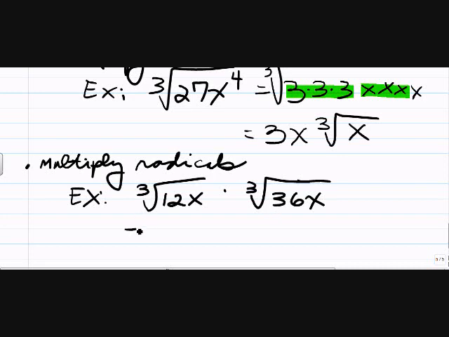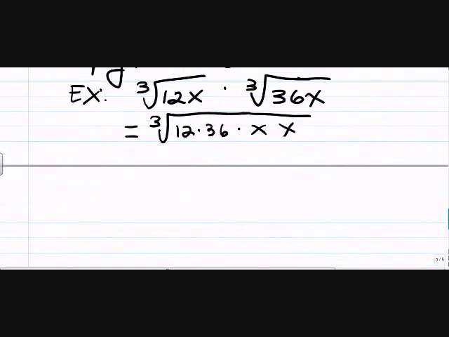So this is the cube root of 12 times 36 times x times x. Oh, that's got to simplify a little bit, doesn't it? 12 is 2 times 6. 6 is 2 times 3. 36 is 2 times 18. 18 is 2 times 9. 9 is 3 times 3.